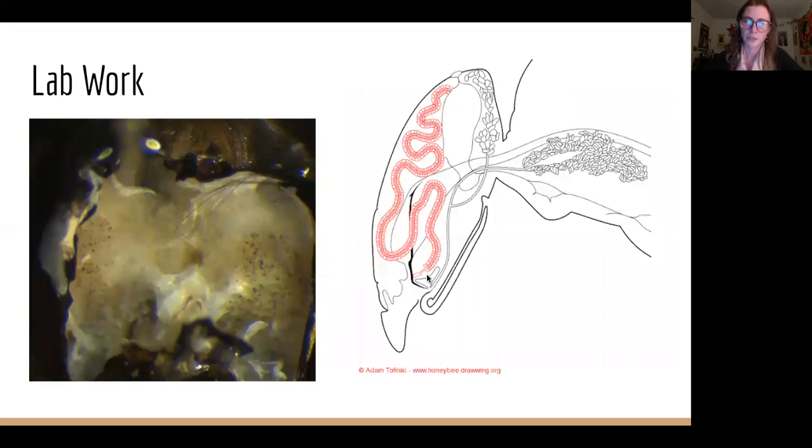Now, the hypopharyngeal glands are these glands in the head of the bee. They look like a nerd's rope, and they produce the brood food for bees, for the babies. So basically royal jelly is what they produce. And this is a picture from under the microscope. On the left, the face of the bee has been removed, and you can see that the hypopharyngeal glands just sit right on top.